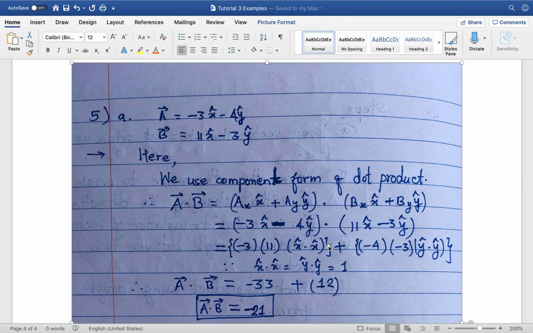This is one part, plus for this one we have minus 4, and since the cross part will not survive, we have minus 3, and then we do y hat dot y hat. Since x hat dot x hat equals y hat dot y hat equals 1, we end up with minus 3 times 11, which is minus 33, plus minus 4 times minus 3, which is plus 12, and that gives us minus 21 here. All right, that's about it.